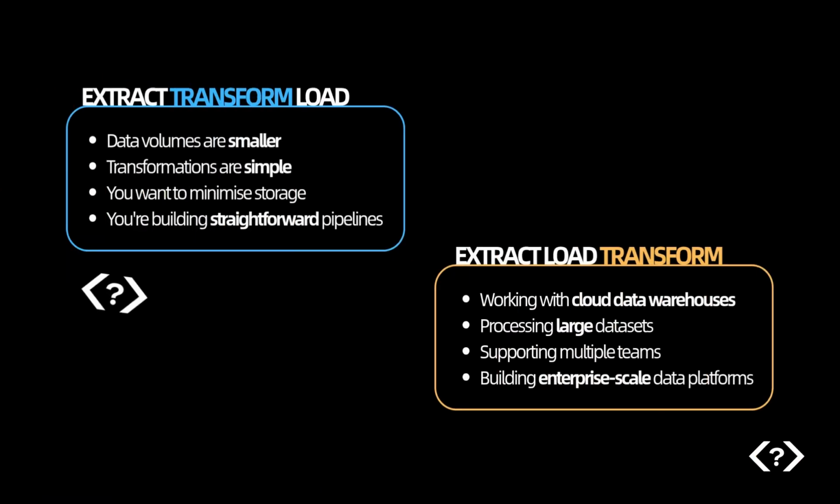Traditional data pipelines were built on the ETL workflow. These were for data volumes that are smaller, with simpler transformations, and you might want to minimize storage. And these all lead to much simpler pipelines with less requirements in terms of demand and technology. But in modern times, we have shifted towards the ELT process. And that's because we've developed our cloud data warehouses where we can process large data sets, support multiple teams and organizations, and built an enterprise scale platform.